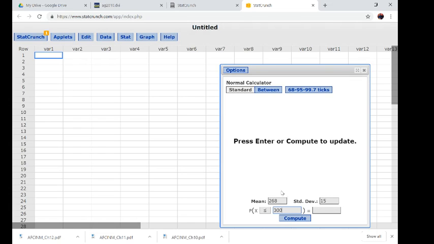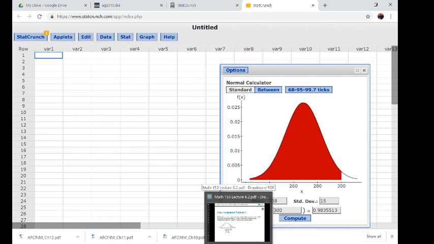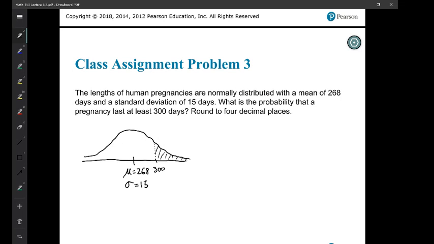This is going to give us the probability of a pregnancy being 300 days or shorter, because the default area given back is the area to the left. Areas to the left will correspond to probabilities for that number and less. So we want the area to the right. So it's going to be 1 minus this number, 0.9836.